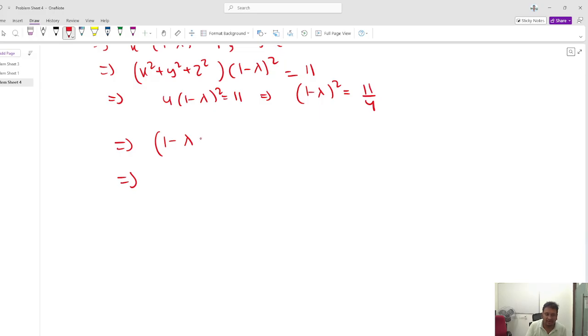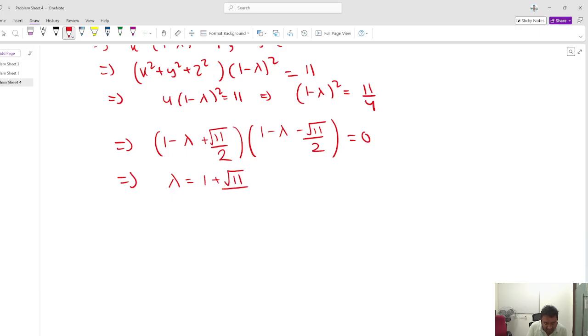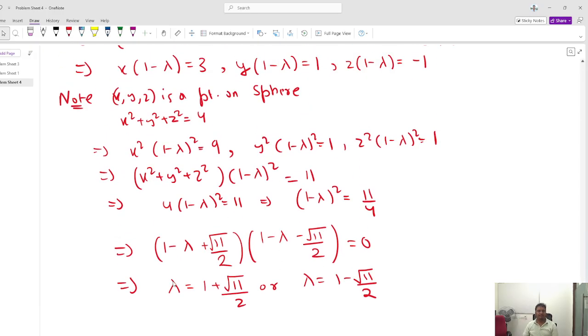So one is what? 1 minus lambda plus under root 11 by 4. And another is 1 minus lambda minus under root 11 by, oh, sorry, not 4, 2. I'm using a square minus b square is a plus b times a minus b. Sorry for bad calculations. Now, what you will get from here, guys, is lambda is equal to 1 plus root 11 by 2, or lambda is equal to 1 minus under root 11 by 2. So you have two possible values of lambda.